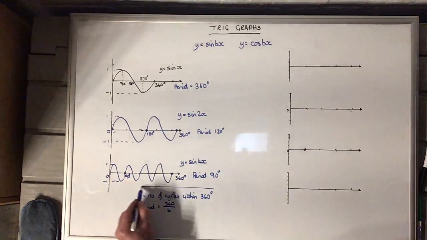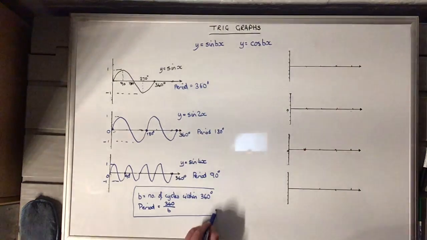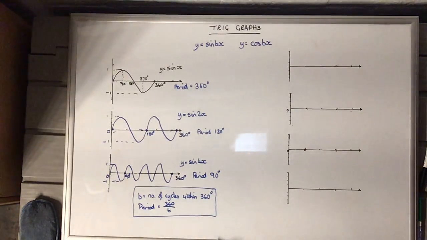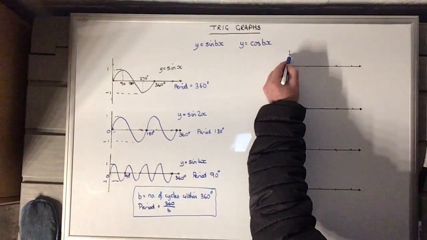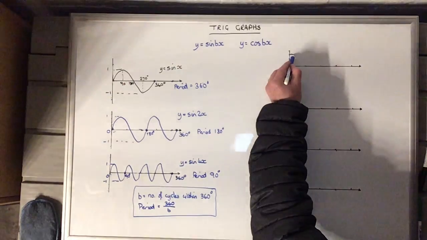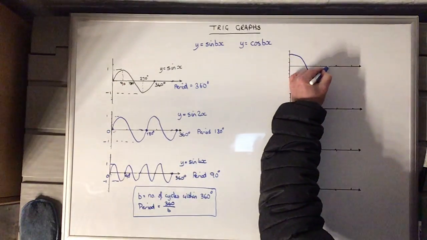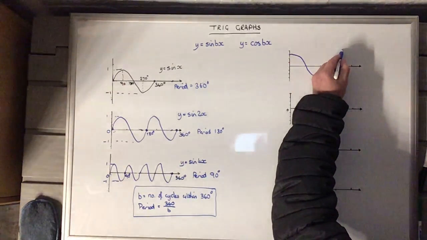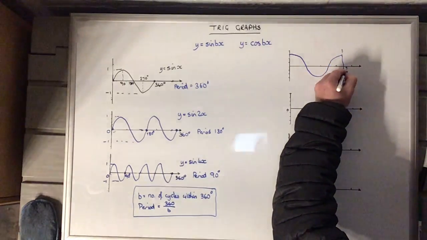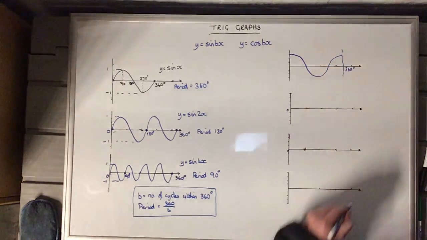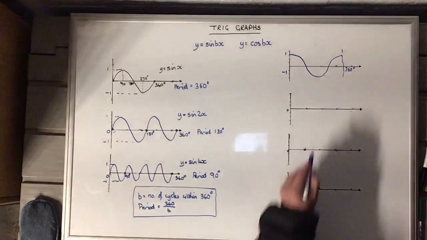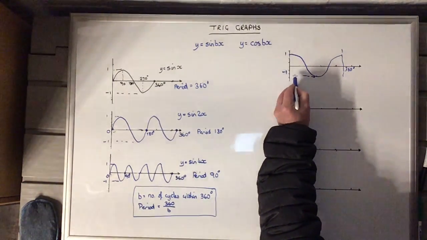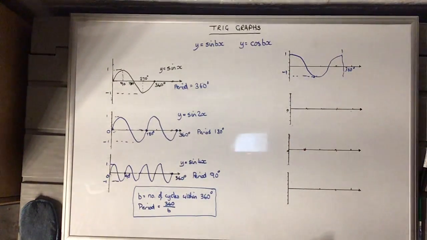Now that's things you have to know. These rules apply to the cos as well, exactly the same for the cos. So let's look at a couple of cos ones. Well, this is the normal cos graph. It goes like that. And this would be 360 degrees. This would be 1 and minus 1. That's the minimum value, and the maximum value is 1.